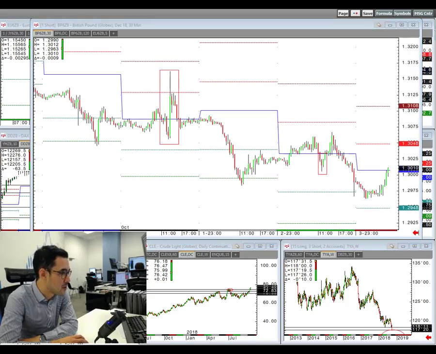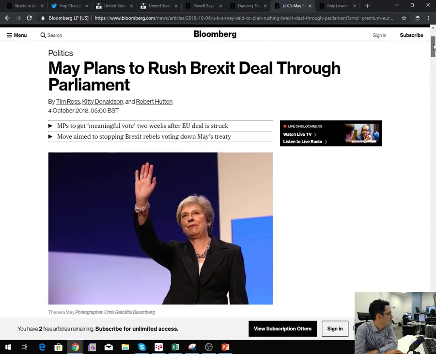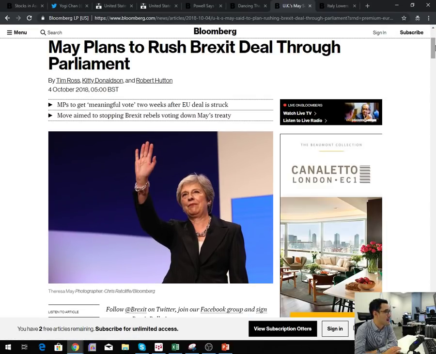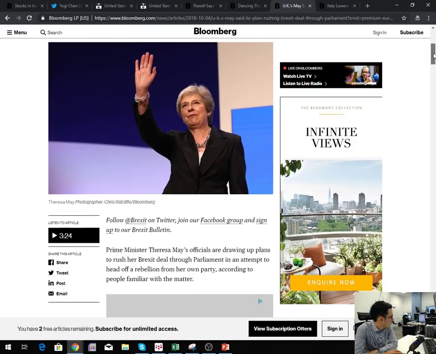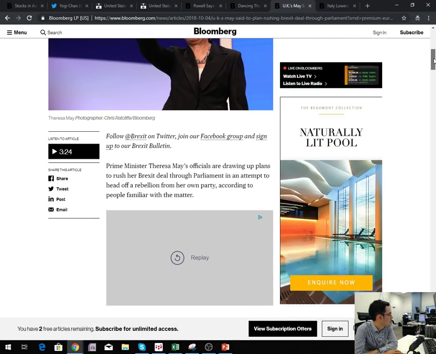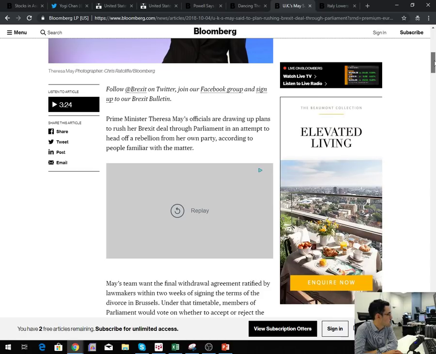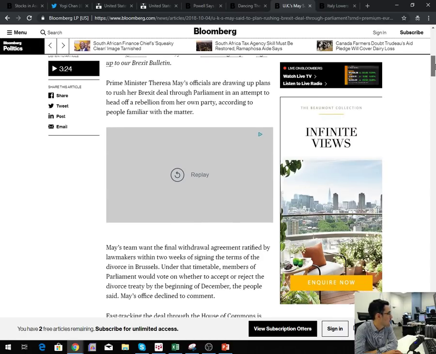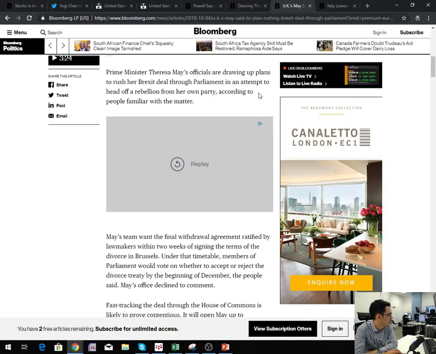The one thing, though, from a news perspective that has been happening, this is Bloomberg's latest sources. They're suggesting that Theresa May essentially is planning to rush Brexit deal through Parliament. So there's obviously a lot of noise at the moment about potential leadership challenges, obviously Bojo being the number one candidate for that. But the Prime Minister, apparently officials are drawing up plans to rush her Brexit deal through Parliament in an attempt to head off that rebellion within her own party, according to undisclosed people familiar with the matter.